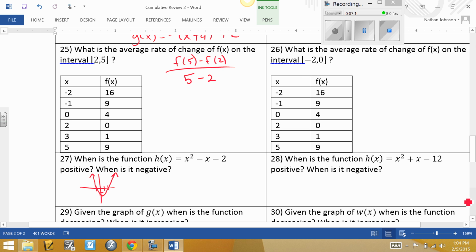Problem 25, I've already kind of started on this one as well. Average rate of change from a table. So I know I'm going from the interval of 2 to 5. So down here I get x1 and x2 right here. 5 minus 2 in the denominator. Then I've got to figure out what the function is when x equals 5. So I go to my table. Here's x equals 5. There's f of 5. So 9 minus, and then f of 2. There's 2, so here's 0. And then 5 minus 2. So this is 9 divided by 3, which is just 3.